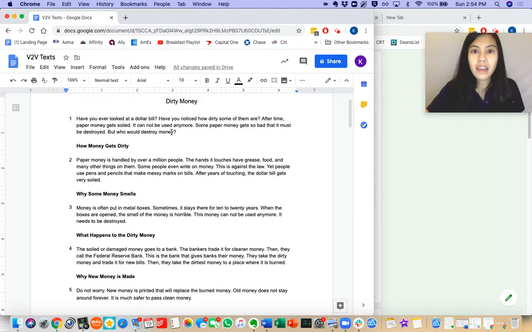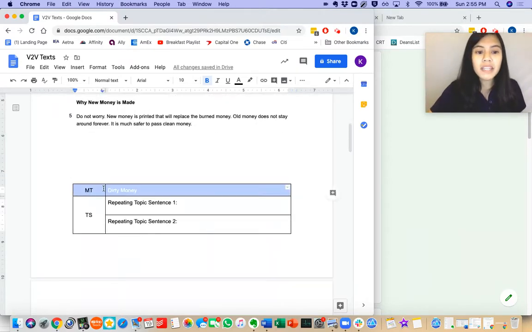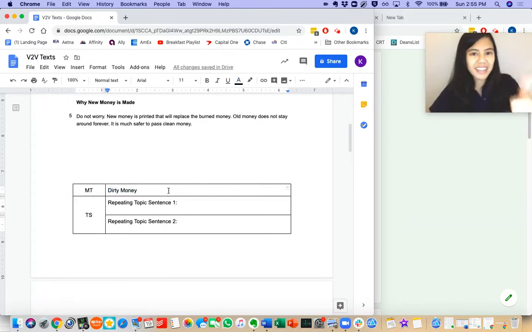Dirty money. Now that I have my making text that seem very complicated, simple planner on my paper, I'm going to think about first, what is the main topic? What is this text all about? As I skim, I'm looking mostly at the title, Dirty Money, and headings. And I keep seeing money, dirty money, dirty money. That tells me that my main topic is probably dirty money. Go ahead and pause your video and write that in your planner.